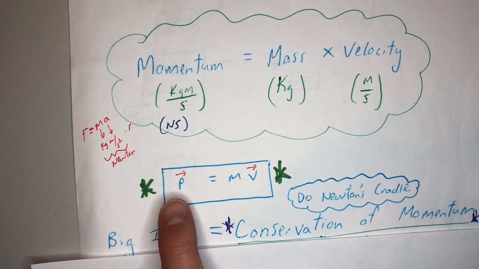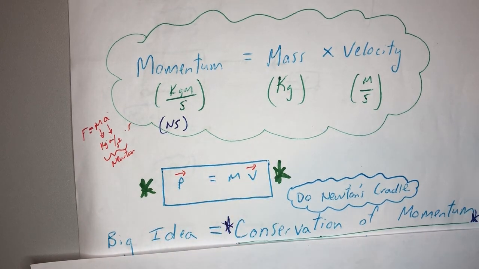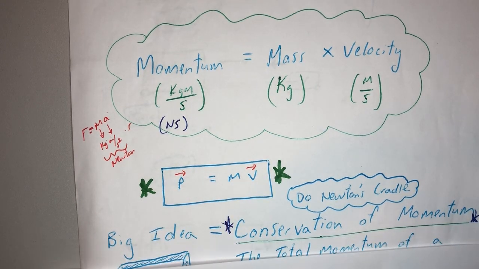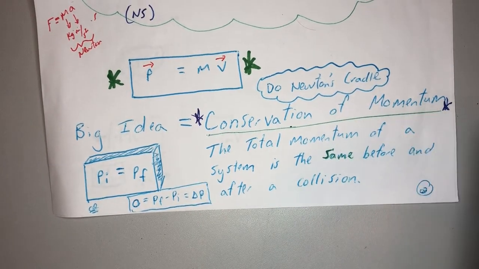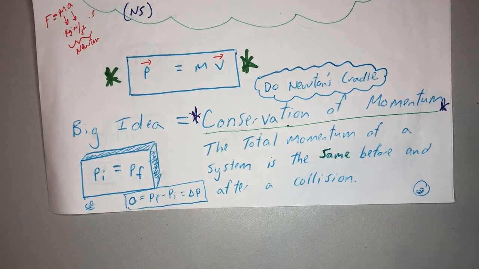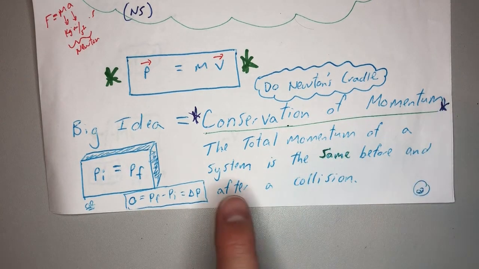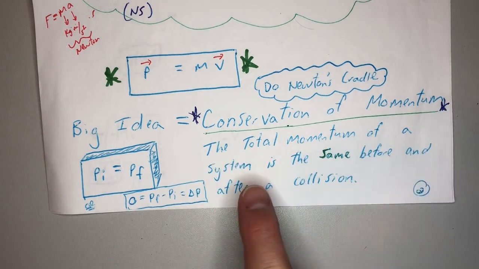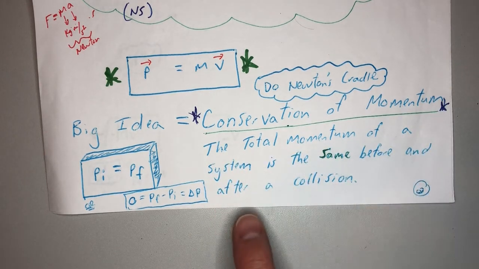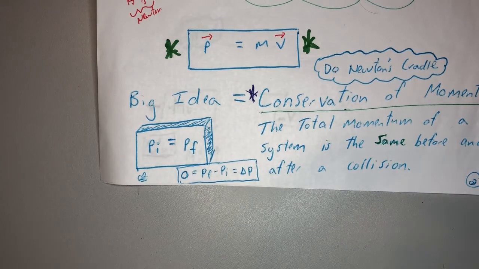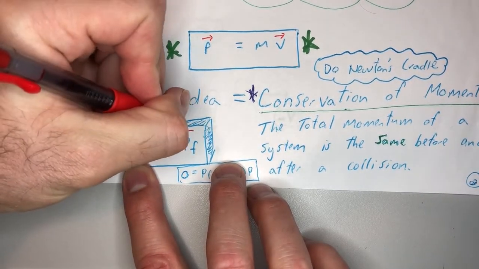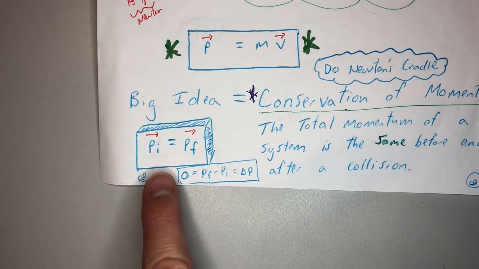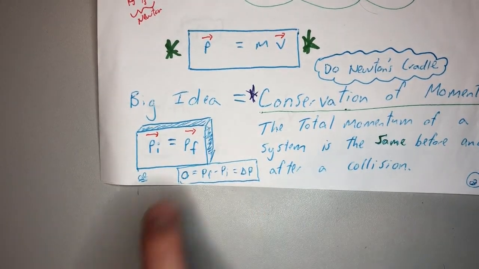You can find out an object's momentum just knowing its mass and its velocity, okay? And one of the biggest ideas in physics is the conservation of momentum. Anytime you hear the word conservation, that's code for whatever you start with is what you're going to finish with. Conservation of momentum: the total momentum of a system is the same before and after a collision. You might have an initial momentum, p_i, and sometimes I get a little lazy with my vector symbols. I shouldn't get lazy with them. Whatever the momentum is at the beginning, it has to equal the momentum at the end.